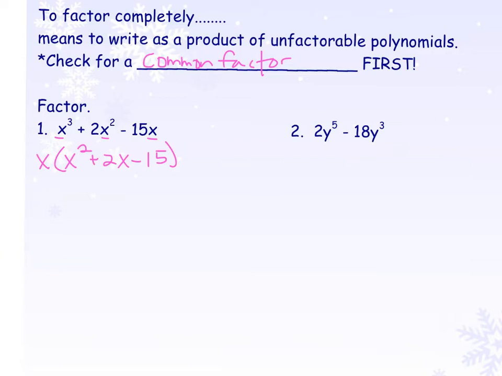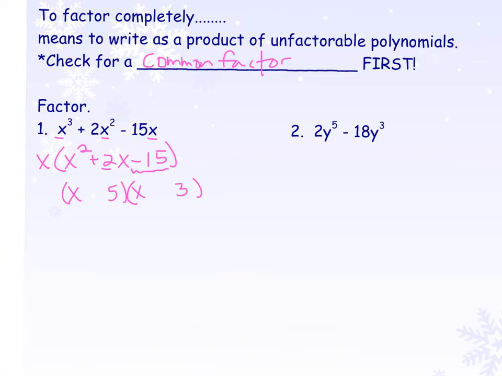What are numbers that multiply to get negative 15 but add to get positive 2? 15 breaks down into 1 times 15 or 3 times 5. And I think we can work with the 3 and the 5 to get that 2. So I'm going to split that parenthesis into smaller parts. Take the x squared, separate it into x and x. 15 would break down into 5 and 3.